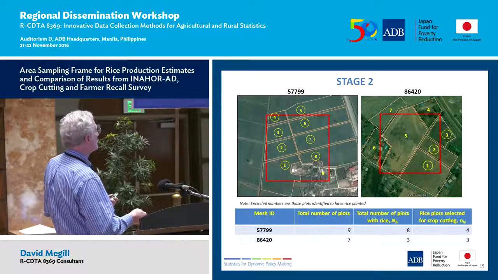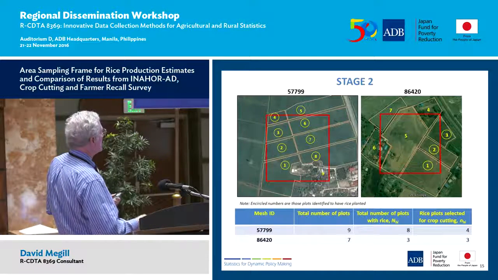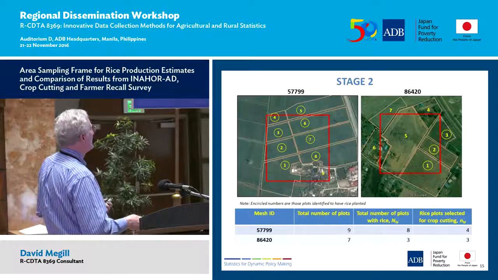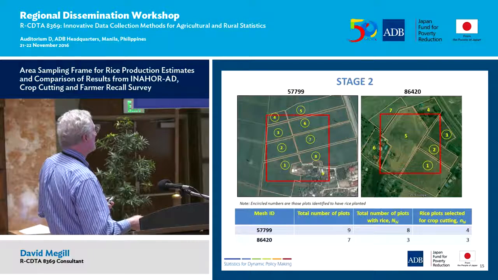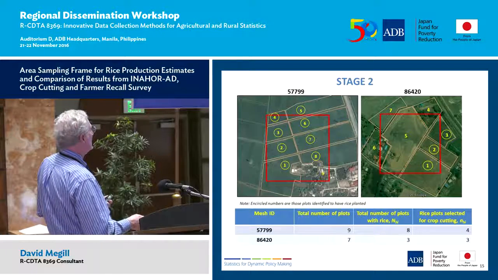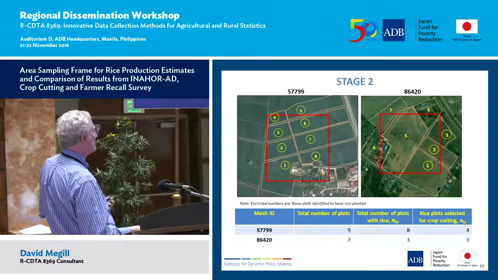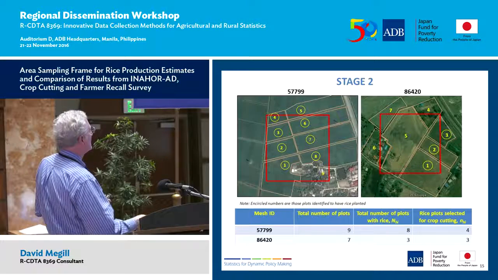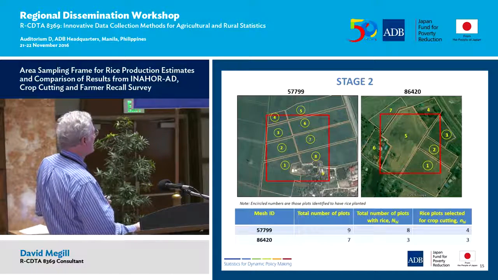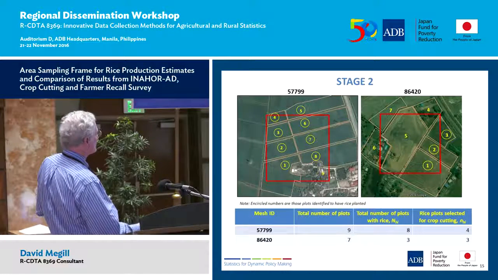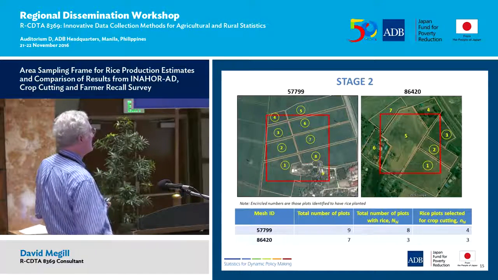So you see in the first example here, they identified a total of 9 plots that fall at least partly within the mesh. Out of these 9, you have a total of 8 that were identified with rice. You can see in the case of plot 9 here, it was all housing units, so it was part of a village, so there was no rice there, but there was rice in the other 8 plots.